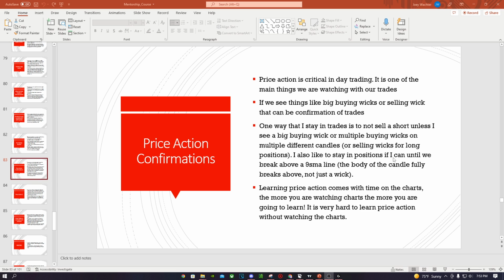I also like to stay in positions until we can break above the 9 SMA line. Like the body of the candle fully breaks above, not just a wick. So once a candle closes above it, that is when I'd be looking to exit. And learning price action comes with time on charts. So, you're not going to really learn price action from just looking up price action things online or anything. You got to look at the charts.